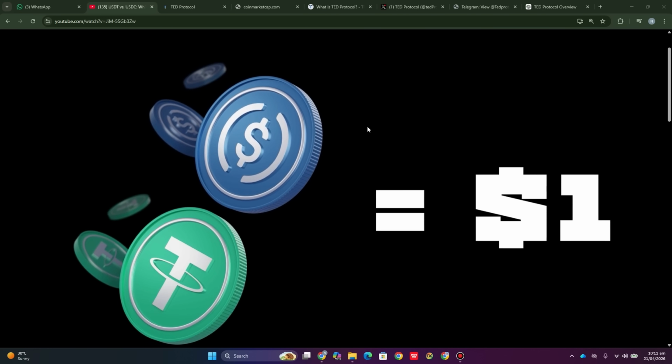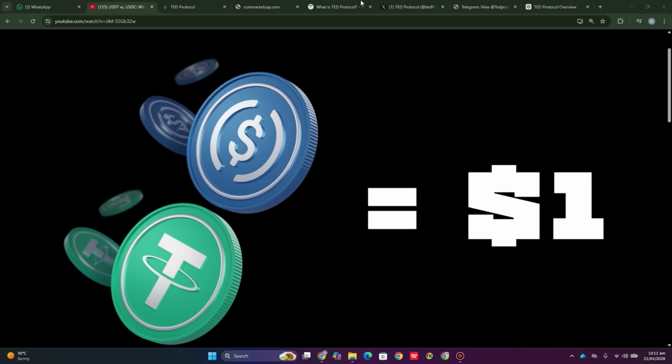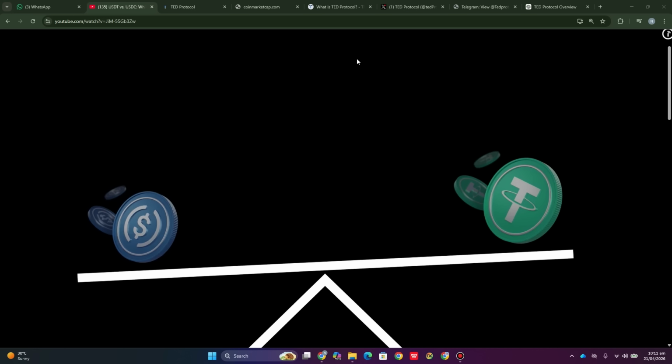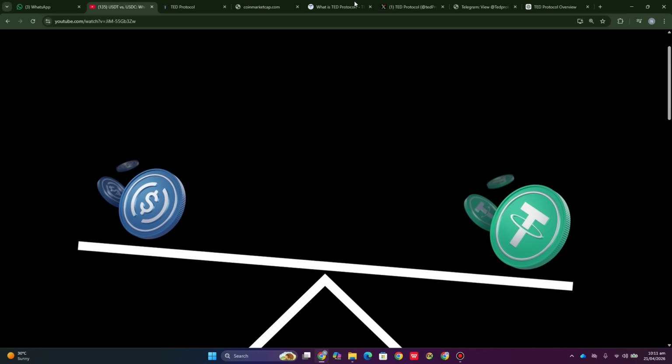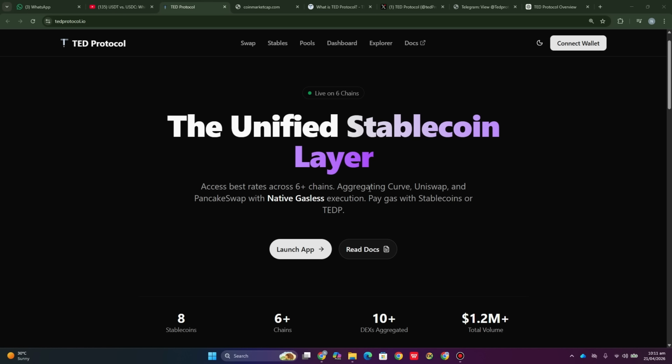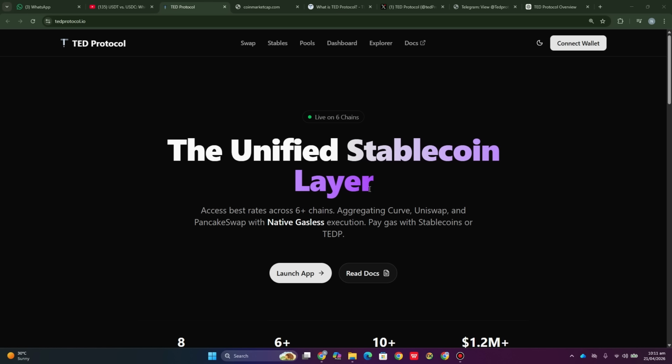Right now, the crypto ecosystem is spreading across multiple blockchains: Ethereum, BNB, Polygon, Arbitrum, and many more. What is the solution? The liquidity is fragmented. Your funds might be on one chain, but the opportunity is on another. And moving assets between them often means using bridges, paying multiple gas fees, waiting for confirmations, and sometimes dealing with confusing interfaces. So this is where TED protocol comes in for you.